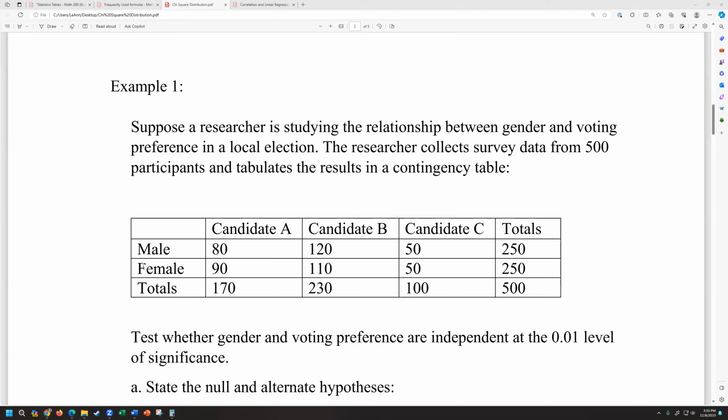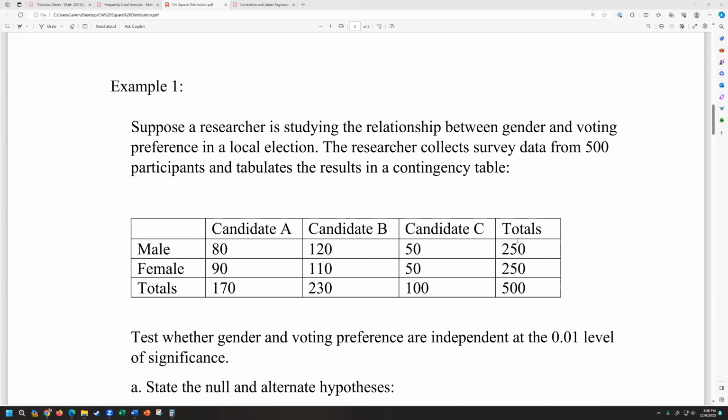So notice we have 2 rows for our categories here. So that's male, female, that's our gender category. We have 3 candidates, so that's 3 columns. And notice that the individual cells represent 2 characteristics at the same time: males who voted for candidate A, males who voted for candidate B, and so on. And the second row, of course, is all the females who voted for those different candidates.